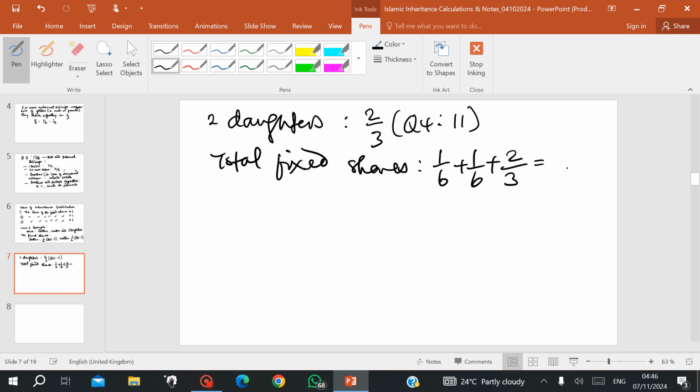The LCM here is 6. We have 1 plus 1 plus 4, which is 6/6, equal to 1. So in this case, there is nothing remaining. The total fixed shares equal to 1, you have exhausted the asset or the wealth or the estate. So there is no problem with this case.